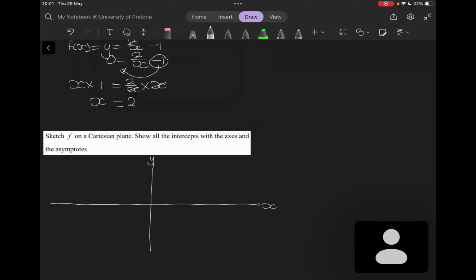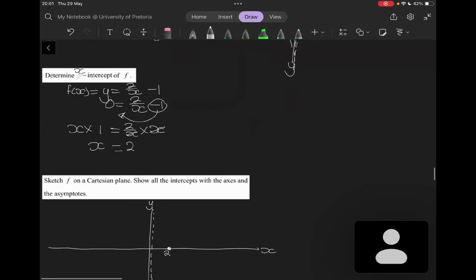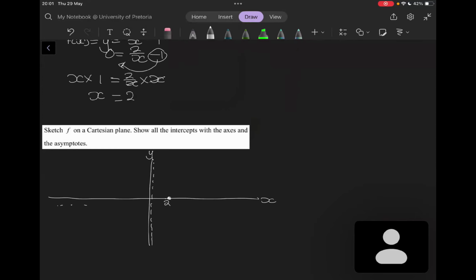We know that there's an intercept at x equals 2. Let's write 2 over there. There is an asymptote at x equals 0. I'm just going to note it with a dotted line, and another asymptote at y equals -1. Cool. Let's sketch it out. It's going to be like that over there.